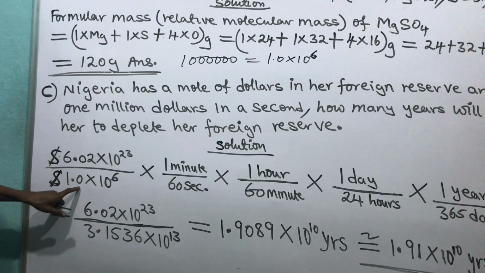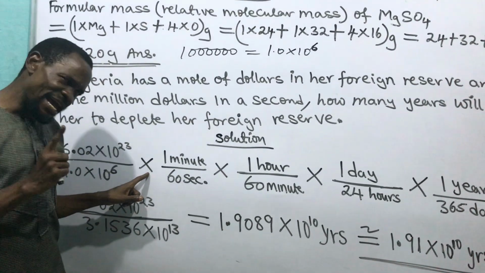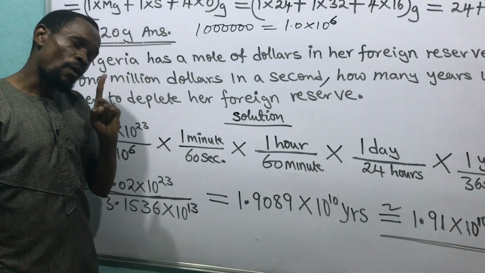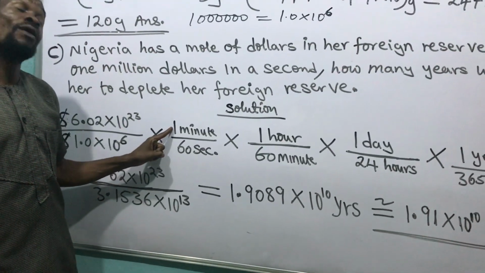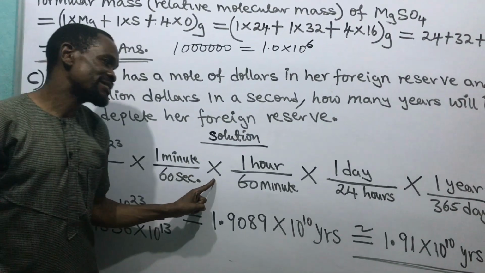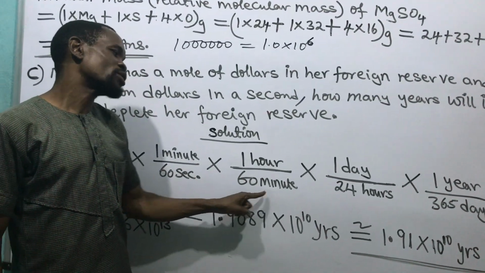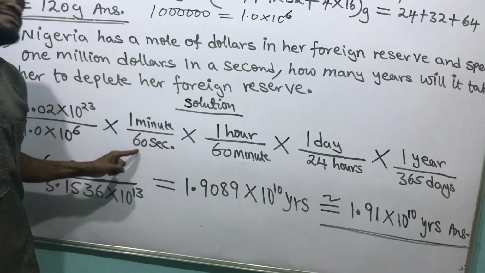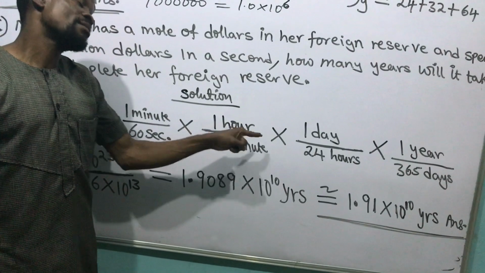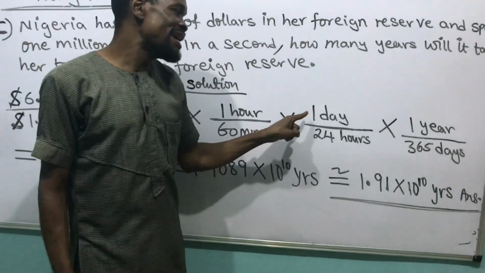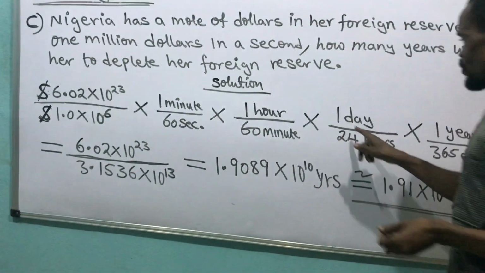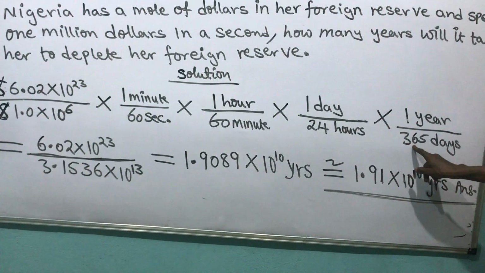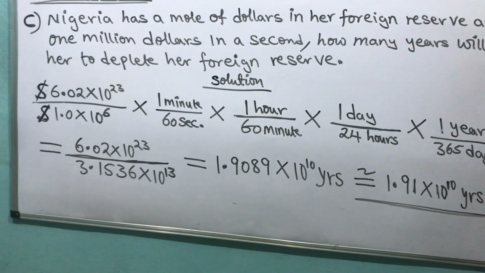So this is divided by $1 million per second. In 1 minute, I have 60 seconds. In 1 hour, I have 60 minutes. In 1 day, I have 24 hours. In 1 year, I have 365 days. Have you seen what I did?